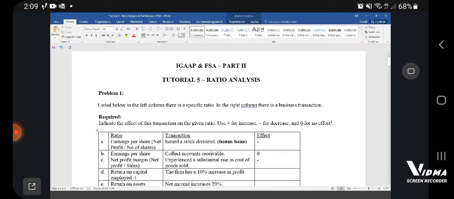Return on capital employed. What about the return on capital employed? The firm has a 10% increase in profit. How does that change the return on capital employed? Shall we remember the formula together? How do we calculate the return on capital employed? Earnings before taxes plus long-term interest.